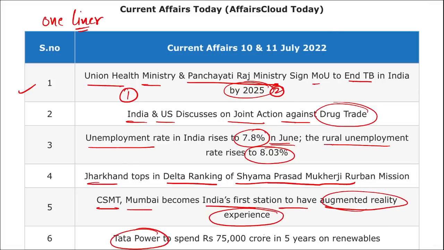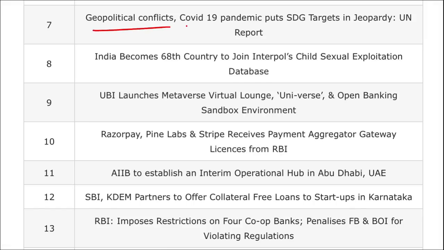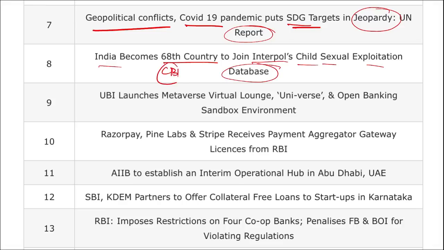Tata Power will be spending 75,000 crore rupees in 5 years to work on renewable energy, and they intend to increase their renewable energy by 80% by the year 2030. Next, geopolitical conflicts and the COVID-19 pandemic have put the sustainable development goals in jeopardy as per the report of the United Nations. India became the 68th country to join Interpol's child sexual exploitation database. It was the CBI of India that joined it.